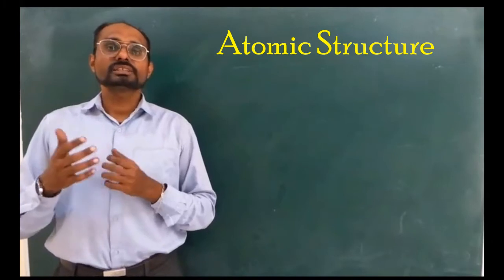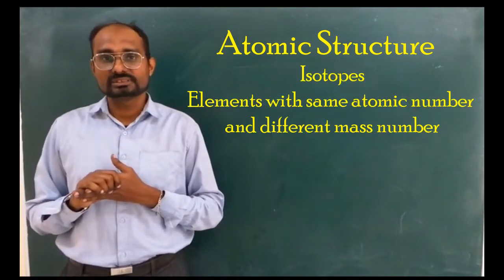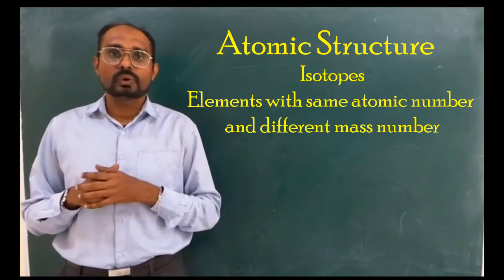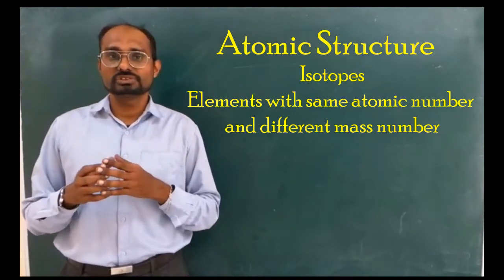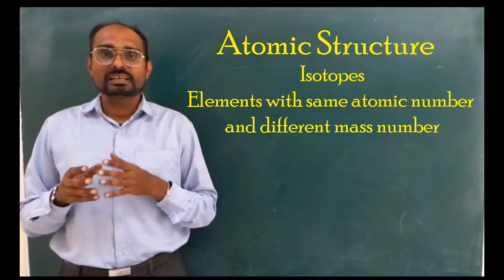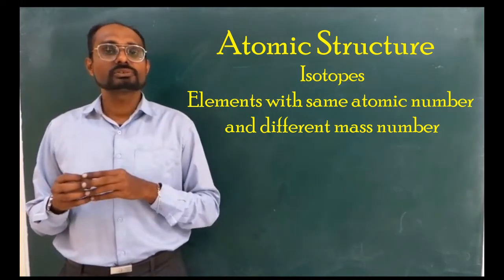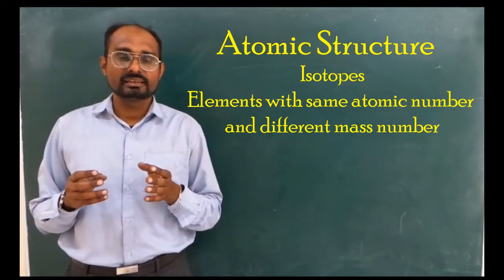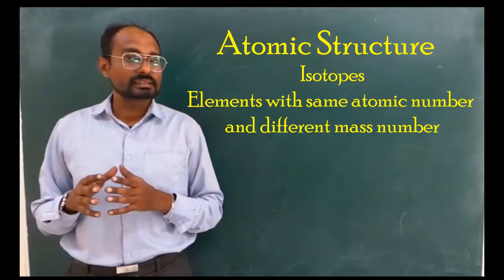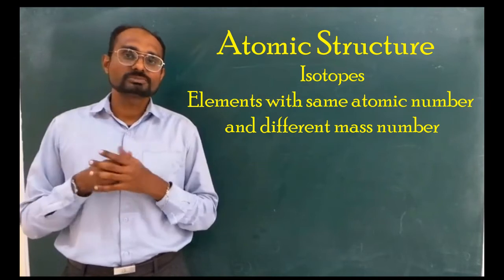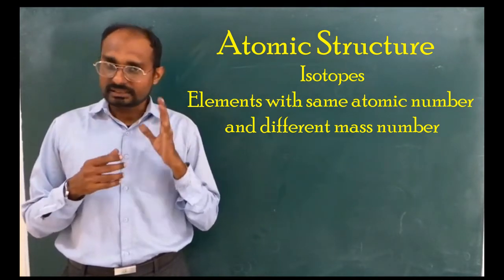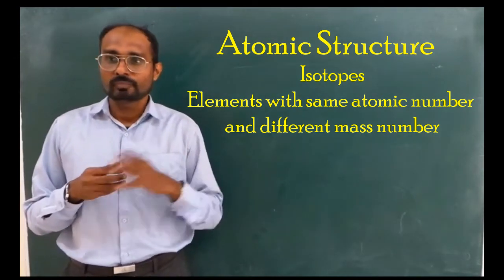Now coming to the third point, isotopes. This is one factor where I come across many students getting confused. Isotopes are those substances which belong to the same element, atoms of the same element, but they have different mass numbers. Now, how is that possible? Let me tell you how.